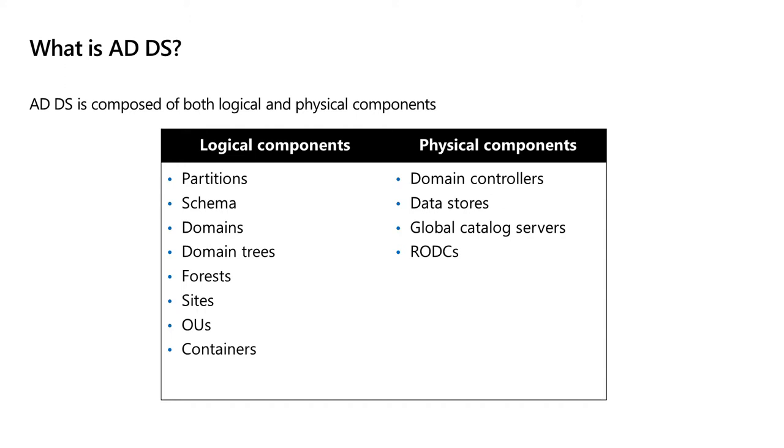Okay, so when you're talking about Active Directory, it's divided into two major components. The first one is the logical components and the second one is the physical component. The logical components are our partition, schema, domains, domain tree, forest, sites, OUs (organizational units) and the containers.